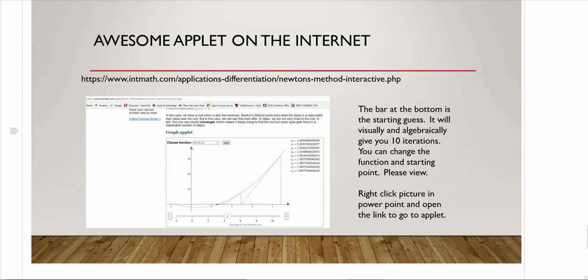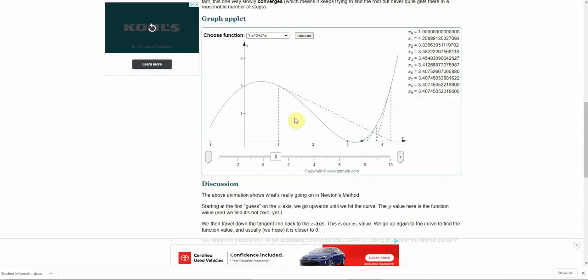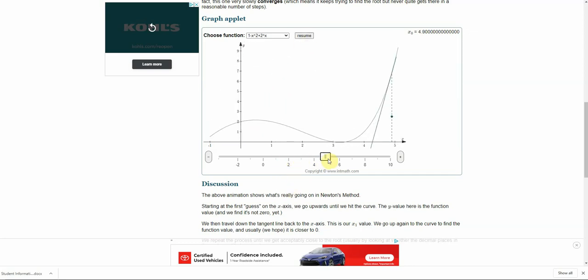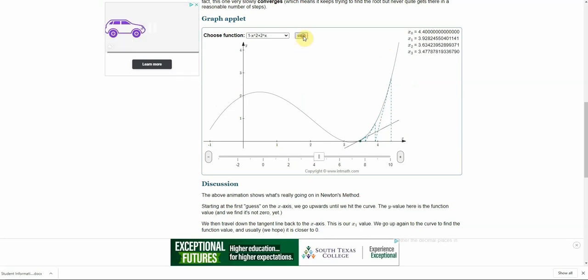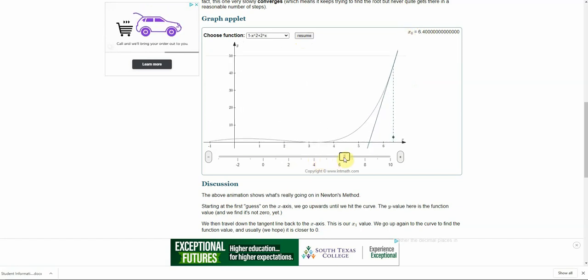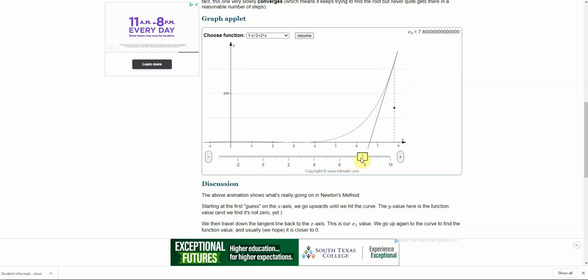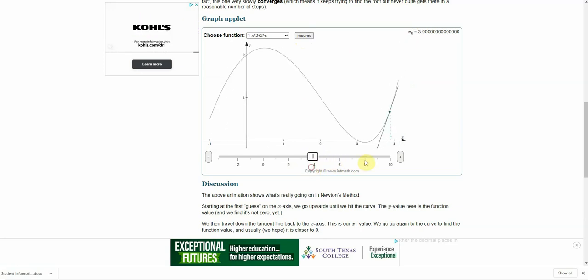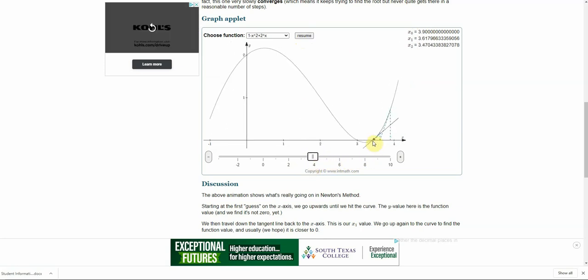So I'm going to go straight to the applet, and what I have here is a function, and I'm going to do this one here. Okay, so if you notice, right here is where I start off with my guess. What do I want my guess to be? Let's say I want my guess to be 8. Now remember, I'm trying to find this 0 here. And what it's doing is an iteration here. So my first guess was 3.9.